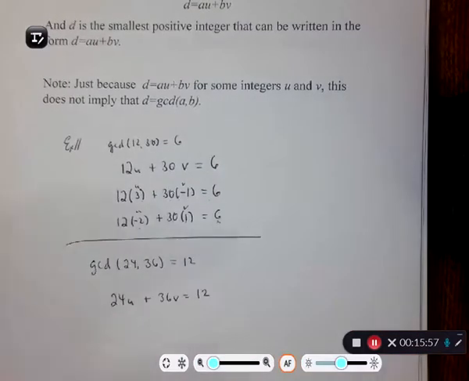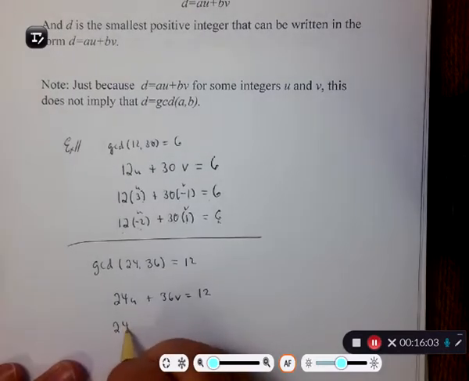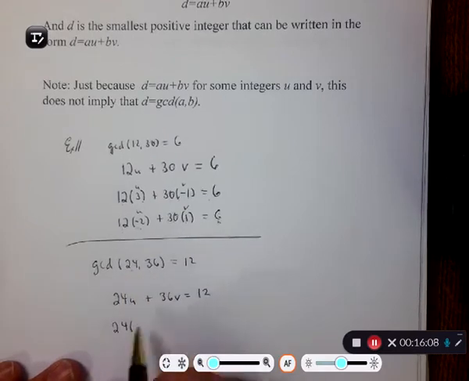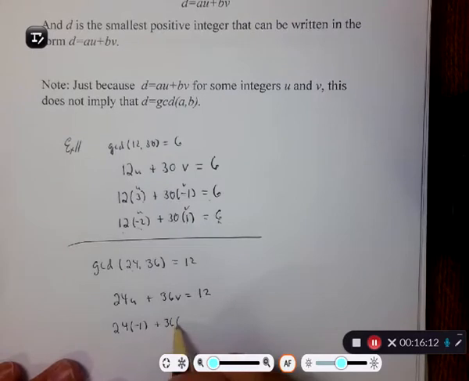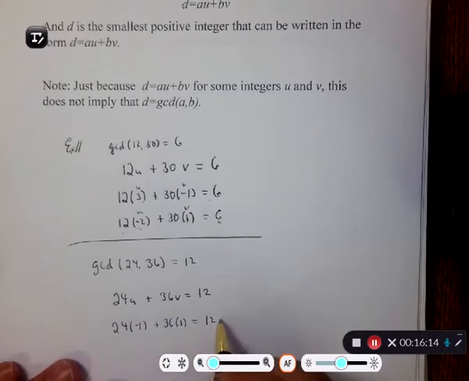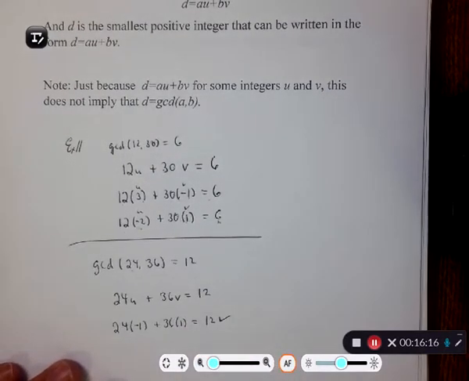Now, finding U and V usually is pretty easy, but not always. Depends on what the numbers are. So if I did this, 24 times, well, pretty much the difference between these two. So if I make U negative 1 and 36 times V positive 1, yep, that's pretty much 12, and you win the game right there. So that one was actually pretty easy.